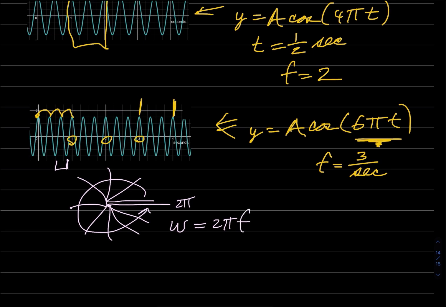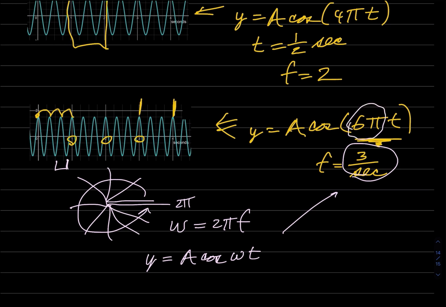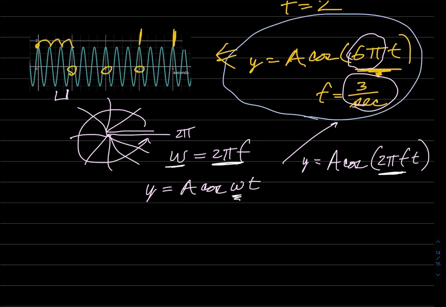And since the equation for a cosine of varying frequencies is y equals a cosine omega times t, with a frequency of 3 per second being equivalent to an omega of 6 pi, we can also write this y equals a cosine of 2 pi times the frequency times the time. Because 2 pi times the frequency is our omega. In this example just above, we saw that the frequency was 3, and the omega in our equation is 6 pi.